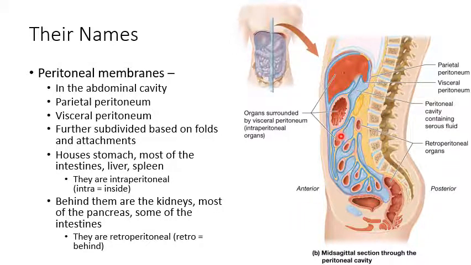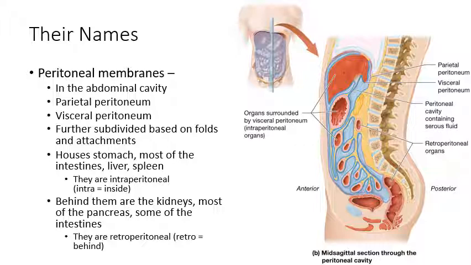Each one of these little extensions or folds of the peritoneal membrane has its own name. So the naming gets really complicated. We are not going to worry about those names. That's okay. We'll just say peritoneal membrane is the name of the whole thing. Most of the organs in your abdominal cavity are housed within the folds of that peritoneal membrane. That would include your liver, the stomach, and most of your small and large intestines, also the spleen. All of those organs are called intraperitoneal organs because they are inside the peritoneal membrane. Intra just means in or inside.